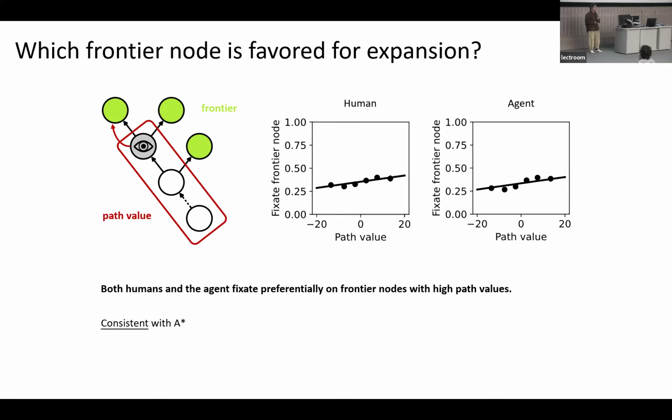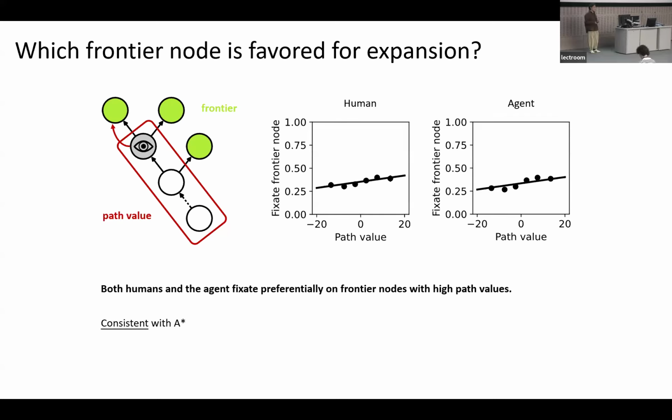Specifically, A star tends to expand the frontier nodes with high path value. And we see that the fixation probability increases with path value in both humans and the agent. This means that, as predicted by A star, both humans and the agent tend to distribute more fixations to exploring promising paths and use their resources more efficiently.